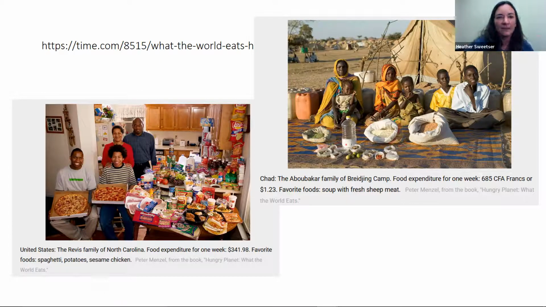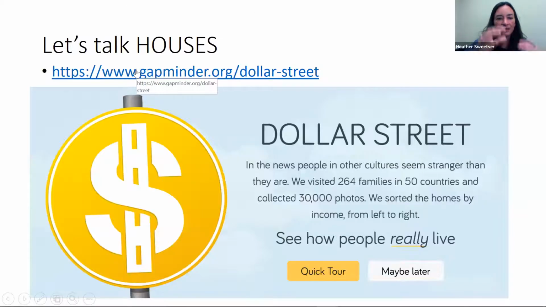And then there's also, like, let's talk houses, for instance. So we've got here this website, it's Gapminder Dollar Street. And so I don't know if anybody's heard of this website. Anybody at all?